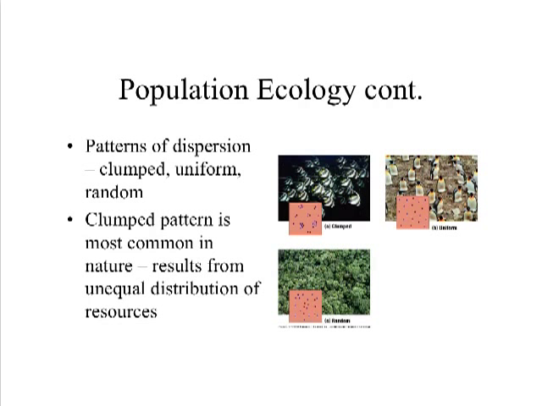Now, scientists have discovered that populations inhabit an area in three particular patterns: either clumped, uniform, or random. The clumped pattern is the most common in nature. It results from unequal distribution of resources. So clumped is basically just how you think about it: little groups of the same species in particular areas. A clumped pattern would look kind of like this. So we've got little clumps all around a particular area.